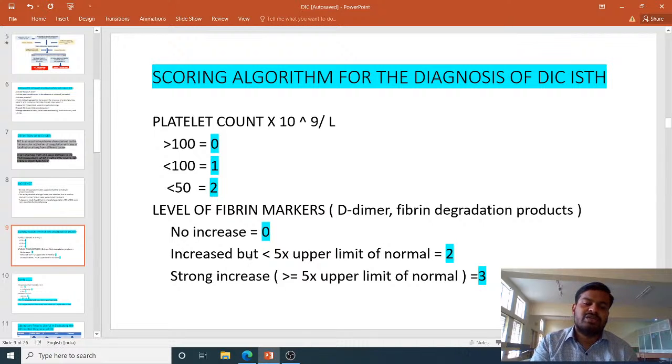fibrin degradation products. So if there is no increase in D dimer or fibrin degradation products, you give a score of 0. Increased but less than 5 times the upper limit of normal, you give a score of 2, and a strong increase, more than 5 times, will give a score of 3.